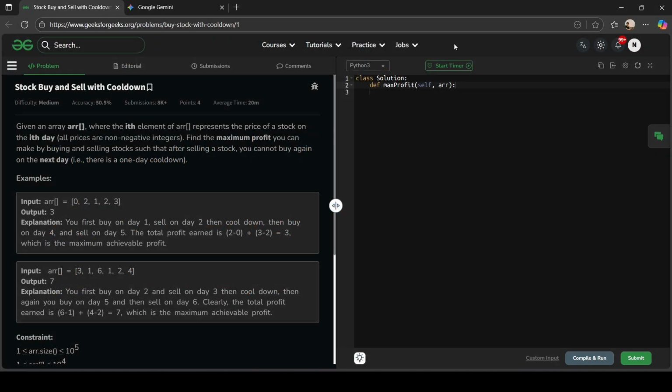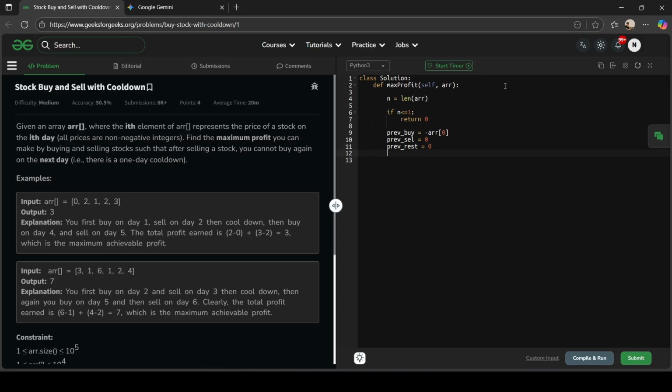Okay, so let's try and code this out. First, your n will be equal to the len of your array. Now, if n is less than or equal to 1, we can immediately return 0. Now you'll be having three states. You will have your previous buy, which will be initially 0, your previous sell, which will be 0, and your previous rest, which will also be 0.